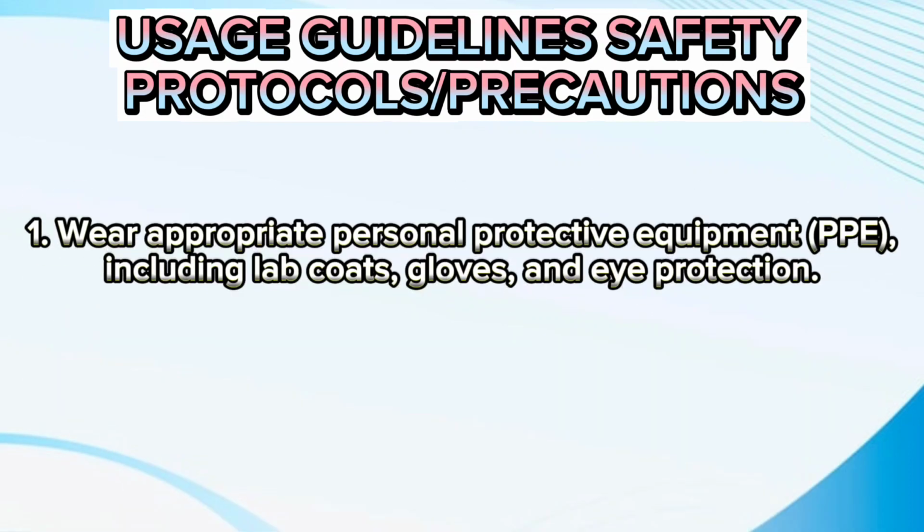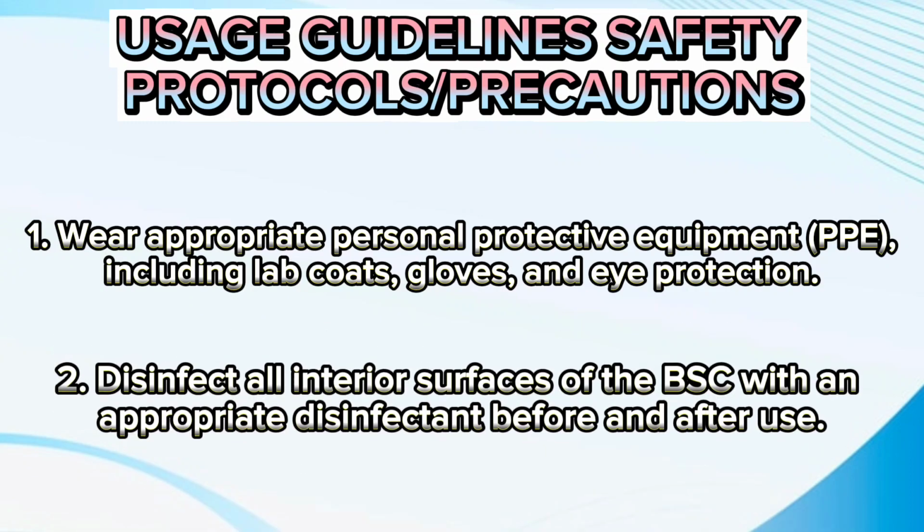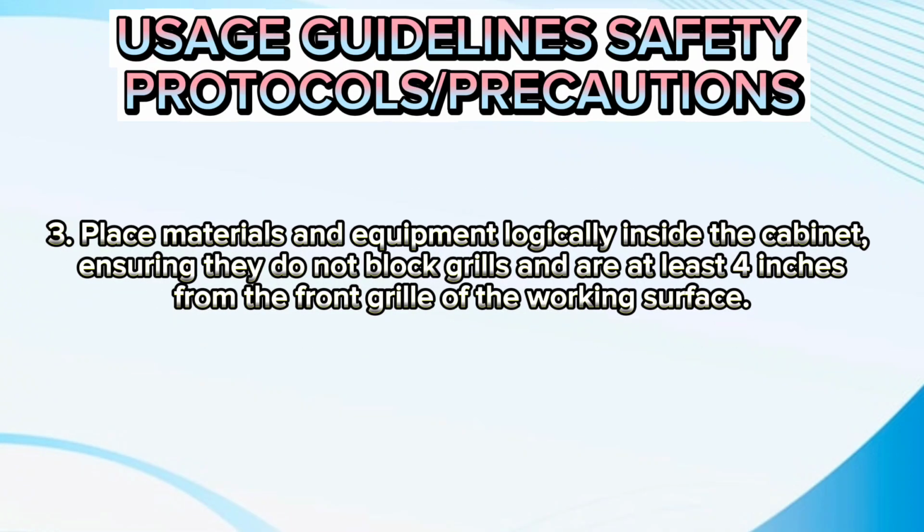First, wear appropriate personal protective equipment, or PPE, including lab coats, gloves, and eye protection. Second, disinfect all interior surfaces of the biosafety cabinet with an appropriate disinfectant before and after use. Next, place materials and equipment logically inside the cabinet, ensuring they do not block grills and are at least 4 inches from the front grill of the working surface.